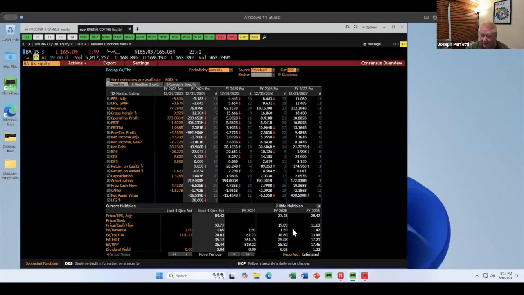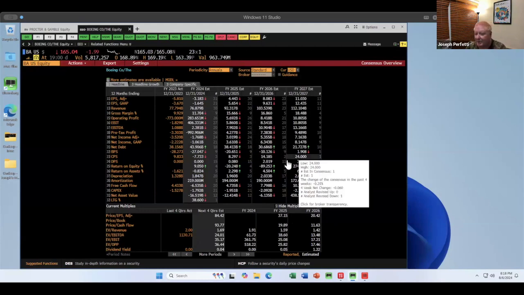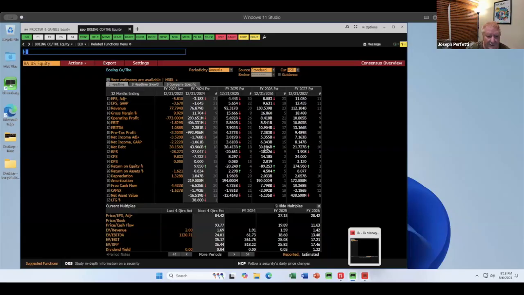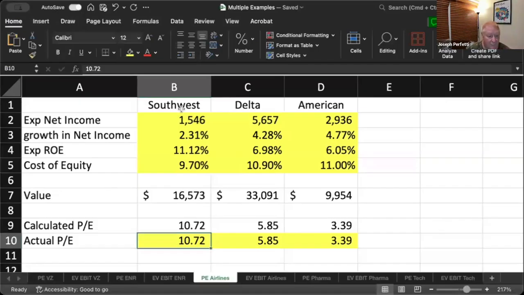Okay, so these multiples that you've already been using, it's basically the value of the company today divided by the forward numbers. That's how you get the multiples. Okay, so again, we'll come back to that. But for our purposes, calculated results, these were second forward year PEs for Southwest, Delta, and American.